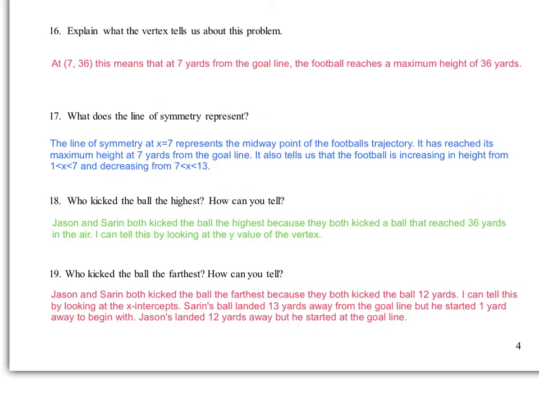And then who kicked the ball the farthest? Well, Jason and Saren both kicked the ball the farthest because they both kicked the ball 12 yards. If you look at their x-intercepts, they both traveled 12 yards. We can see this because even though Saren's ball landed 13 yards away from the goal line, he actually started 1 yard away to begin with. Jason's landed 12 yards away, but he started at the goal line. And then if you look at Marco, he only kicked the ball a total of 8 yards. So Jason and Saren both kicked the ball the farthest.